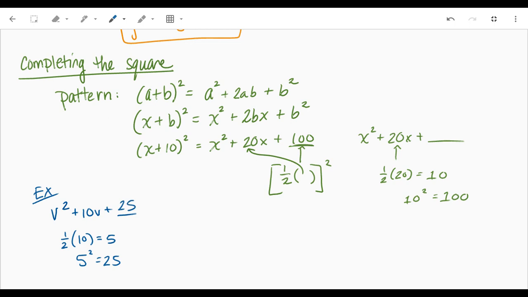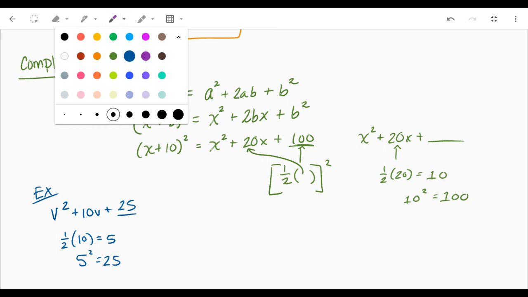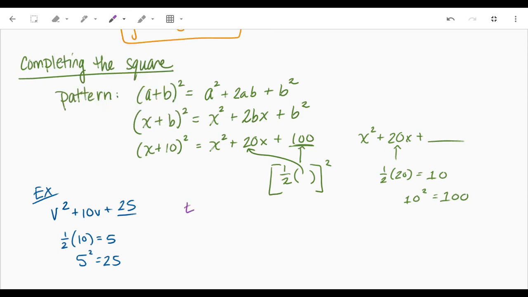Okay, we can do another one here. I don't know that they're going to have any negative. Let me see if any examples come up with negatives. Oh, they did. We have y squared minus 6y plus blank. Same thing. It doesn't change if it's negative. We just take 1/2 of -6 to get -3, and then -3 squared is 9. So that number is always going to be positive.